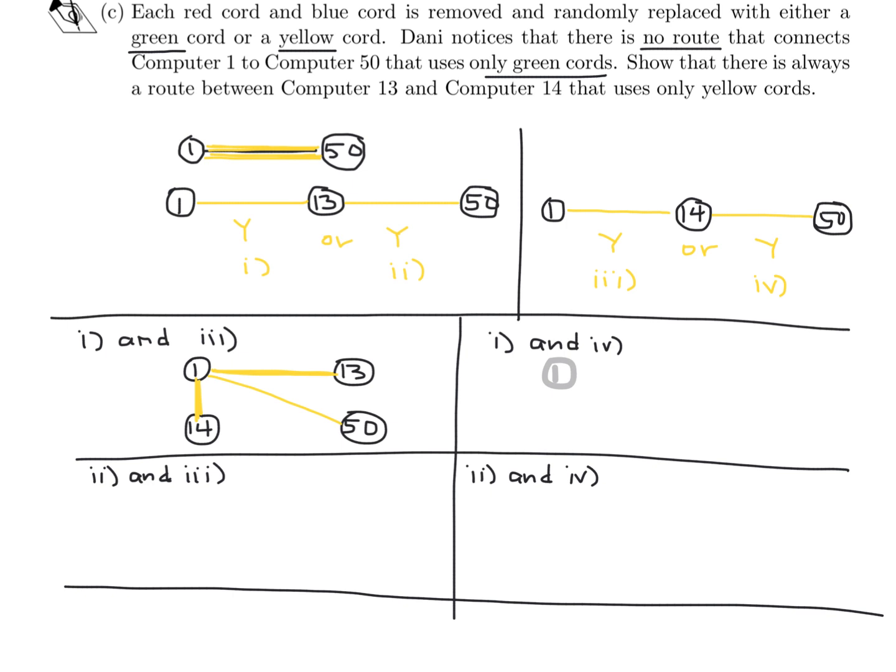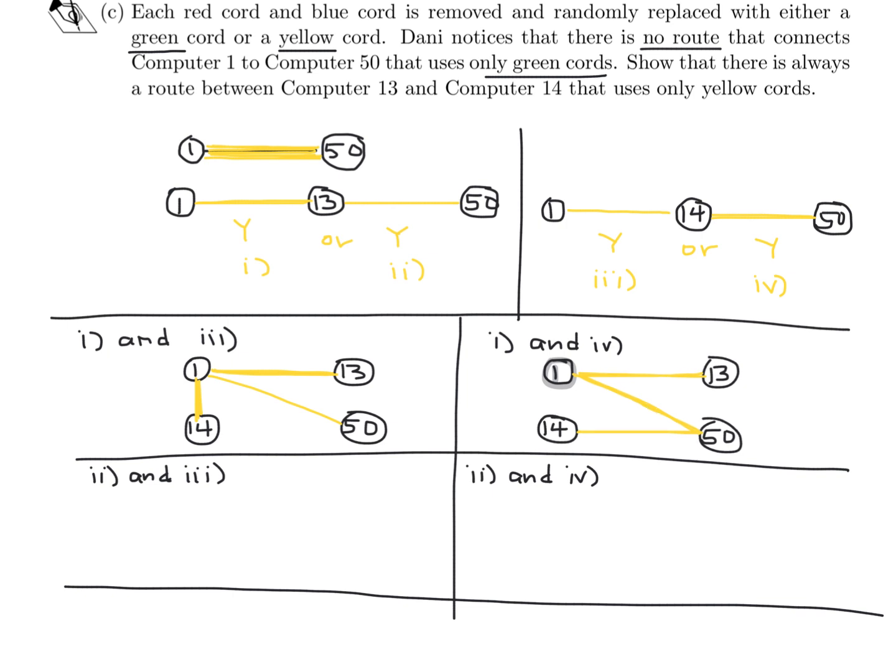Okay, so we got 1, 13, 14, and 50. Okay, so this is a 1 in 4 scenario. So 1 basically means that this guy right here between 1 and 13 is yellow, and then 4 is this guy right here between 14 and 50 is yellow, and then we know from this over here that between 1 and 50 is yellow. So yeah, there's a connection between 13 and 14 using only yellow chords. You go 13 to 1, 1 to 50, 50 to 14, or you can go the other way backwards.